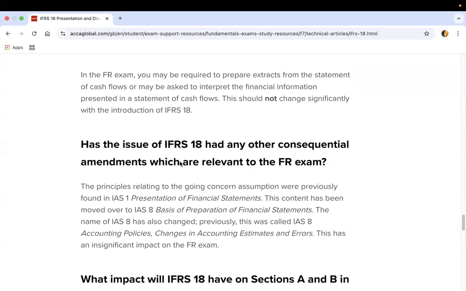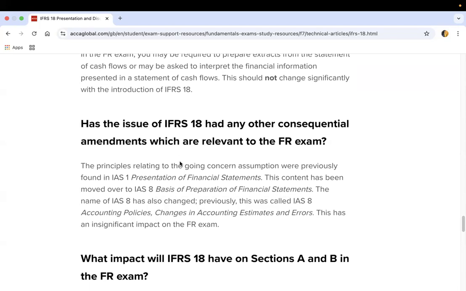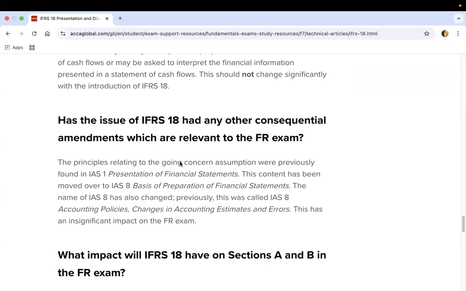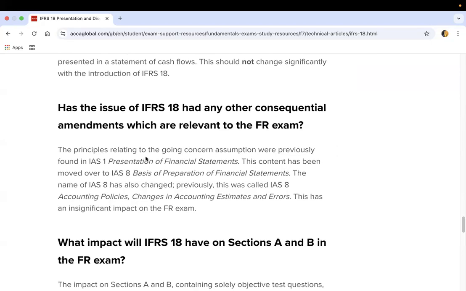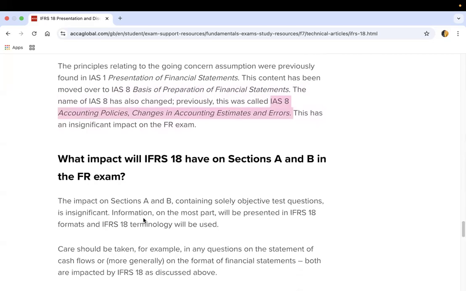Now, has the issue of IFRS 18 had any other consequential amendments which are relevant to the FR exam? The going concern exemption was previously found in IAS 1. This statement has been moved over to IAS 8, basic preparation of financial statements. The name of IAS 8 has also changed. This has an insignificant impact on the FR exam.